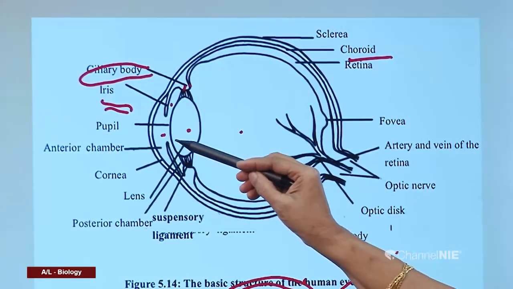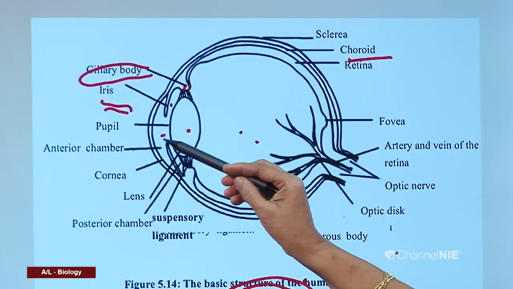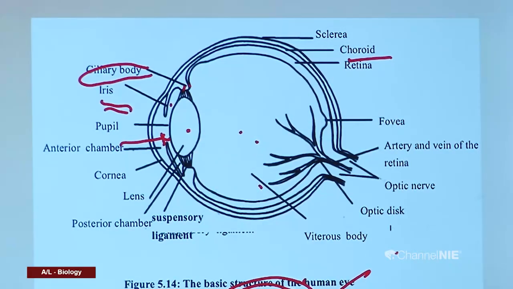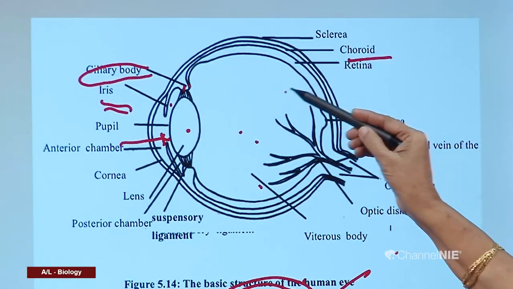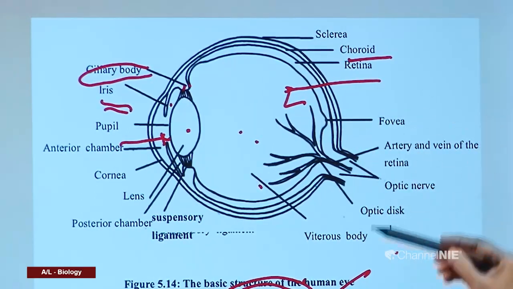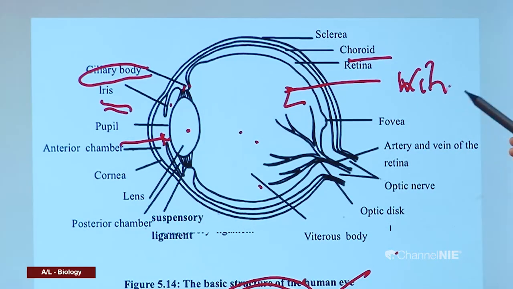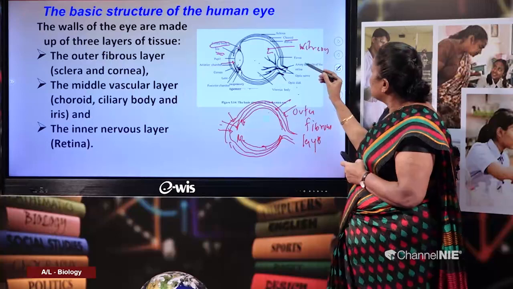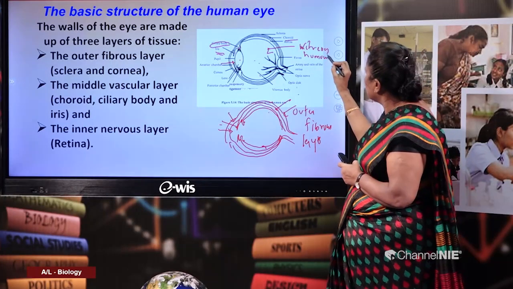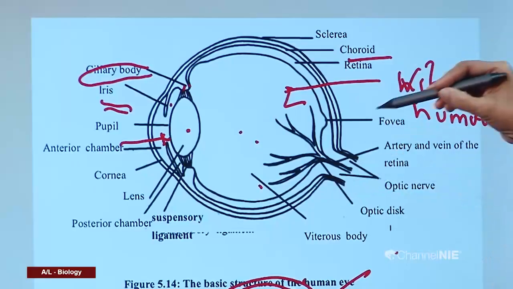Lens, aqueous humor, and this area, the anterior chamber, is filled with aqueous humor. The posterior chamber is filled with vitreous humor. So, those are present within the eyeball.